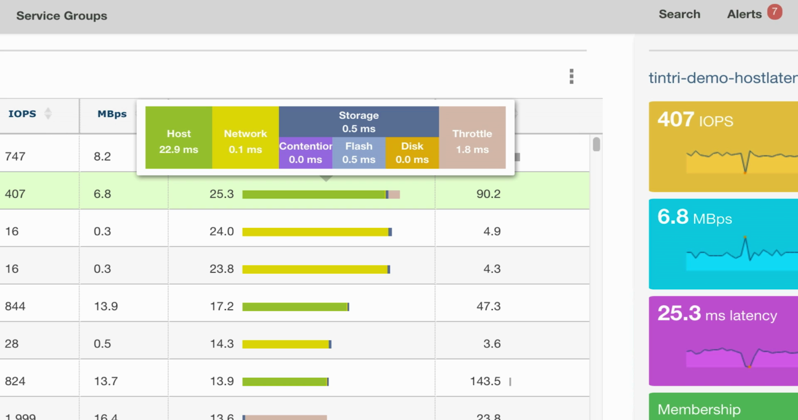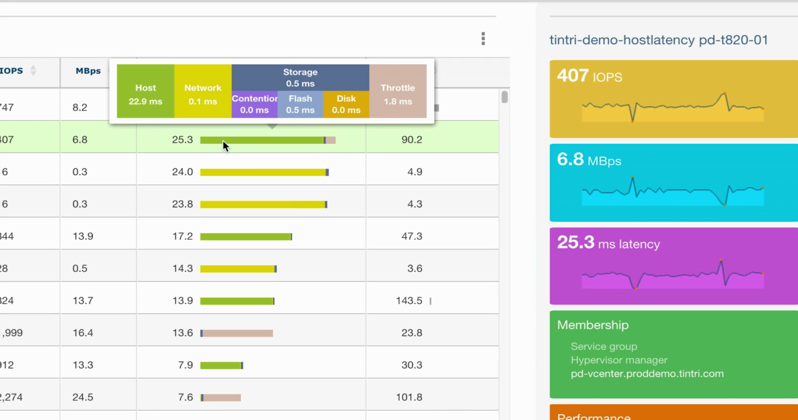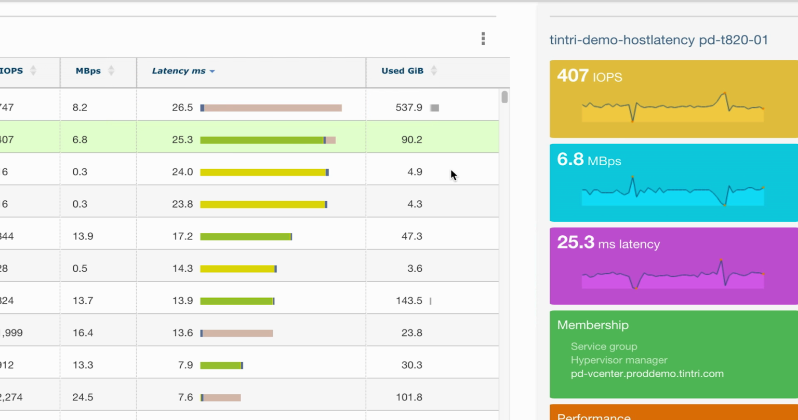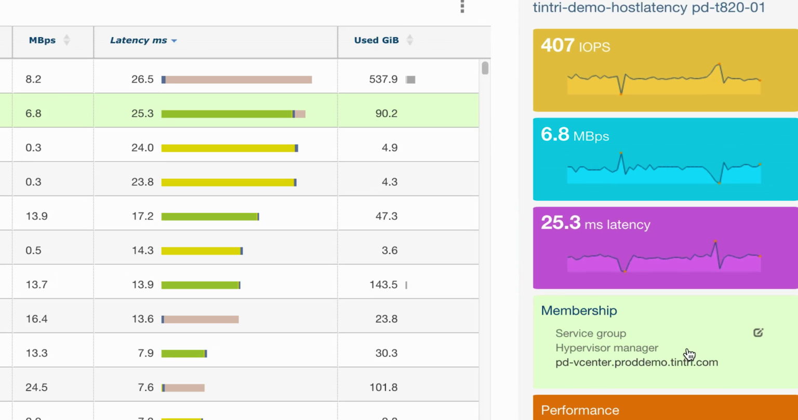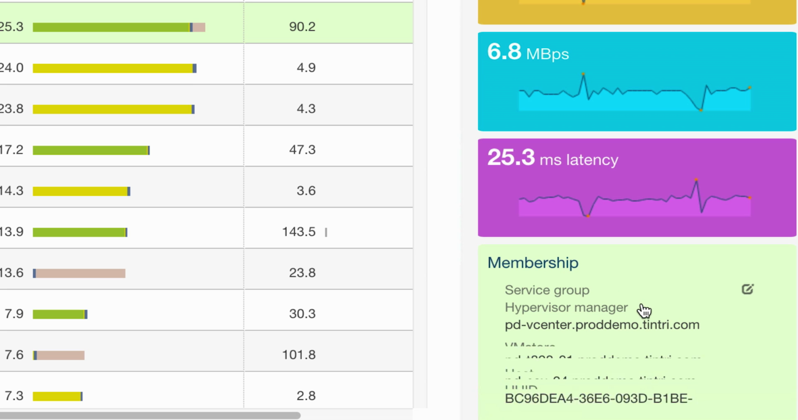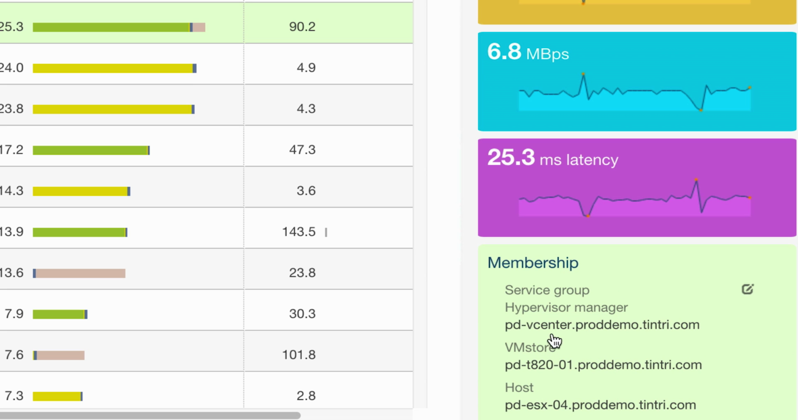As you can see for this VM, the majority of the latency is coming from the host, so we know that network and storage is functioning fine. Now let's take a look at the vCenter to see what's going on with this host. We can easily find out who the vCenter is by looking under membership. And here we see that the vCenter is PD vCenter prod demo.